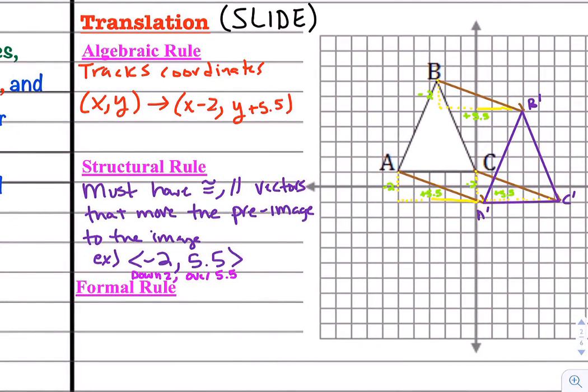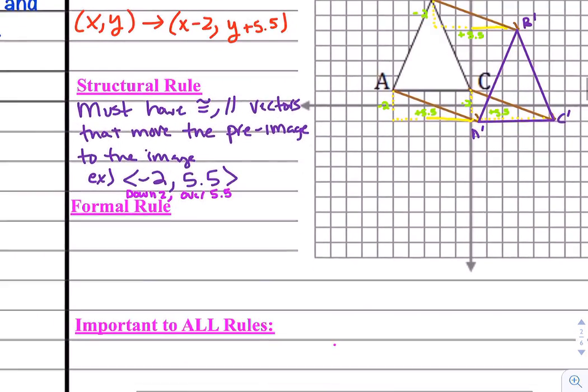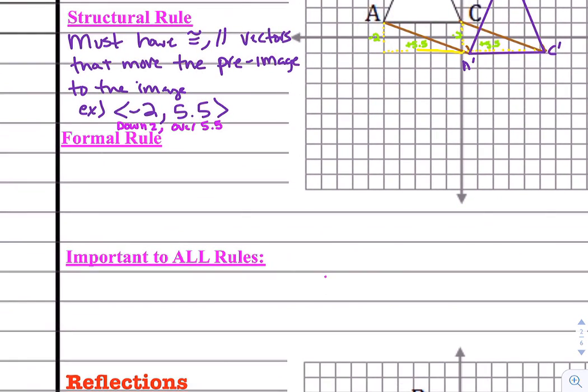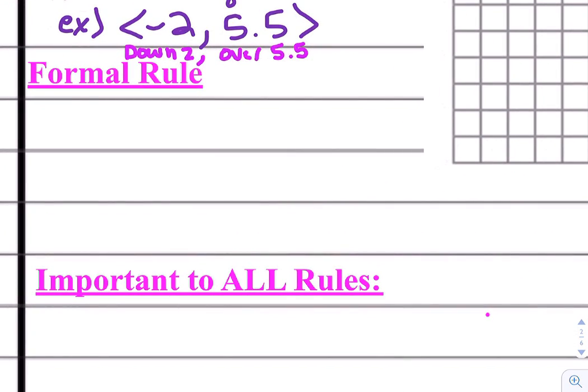So even though we saw that on the grid initially, those tied into both the structural rules and the algebraic rules for translations. As far as the formal rule, the algebraic rule is fine if you have a grid, and the structural rule is fine if you're going to draw that in. But we can collect that into the formal rule. Here's what this looks like. I'm just going to write it out the first time, and I'll explain it.